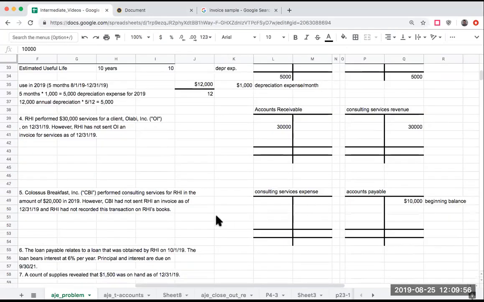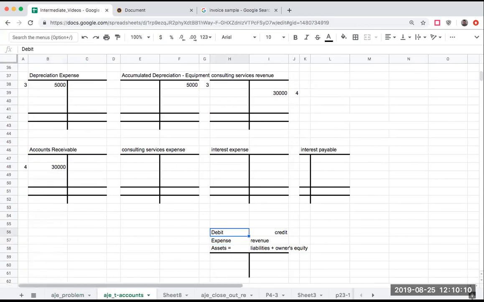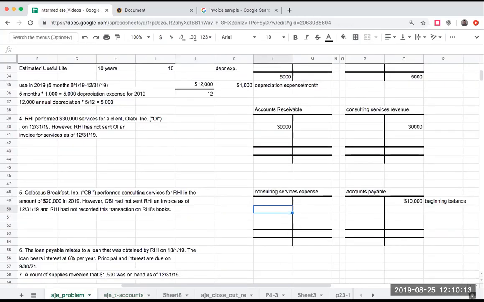So right over here for number 5, they performed services for us in the amount of $20,000. However, we had not paid that and we had not been sent an invoice, so it's not on our books. The way I record expenses is generally with a debit, so I'm going to debit consulting services expense. And what's my credit going to be? Well, I'm not paying cash for these services. Rather, I'm going to be crediting accounts payable because it's an amount that I still need to pay.